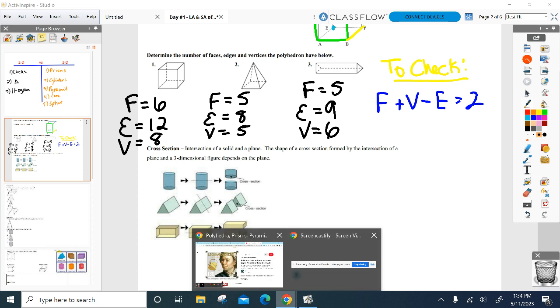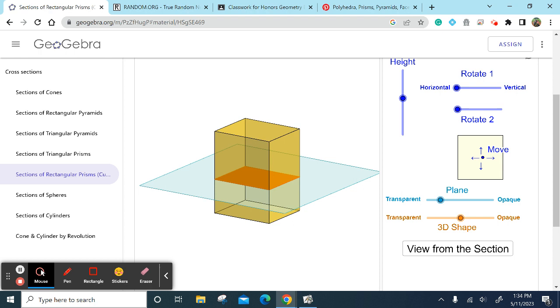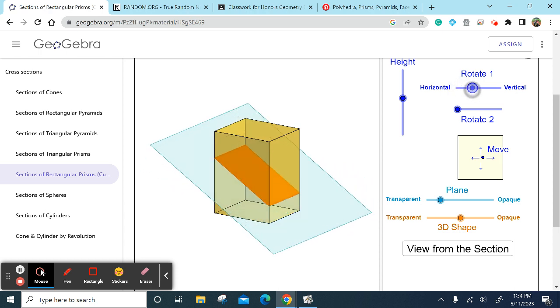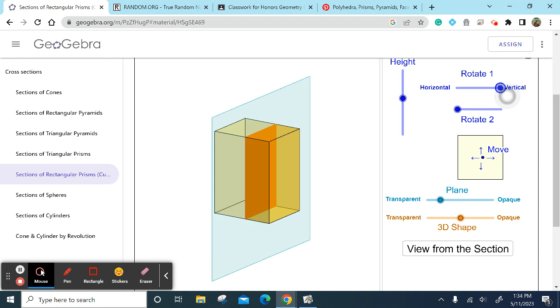Here you go. Visually, a lot of hands on today. Okay, here's a rectangular prism. Notice I'm slicing it with the plane horizontally. Really, no matter how I slice this, it's always going to be a rectangle, right? Okay, is that the case for every figure?